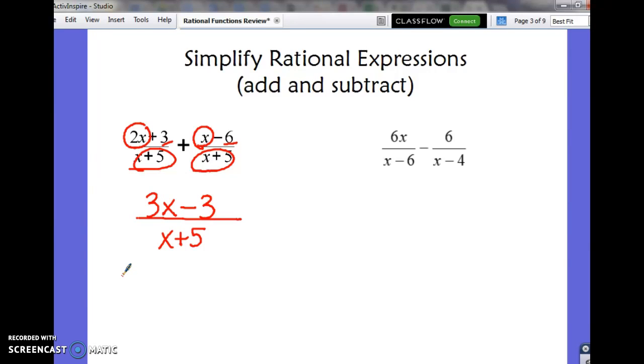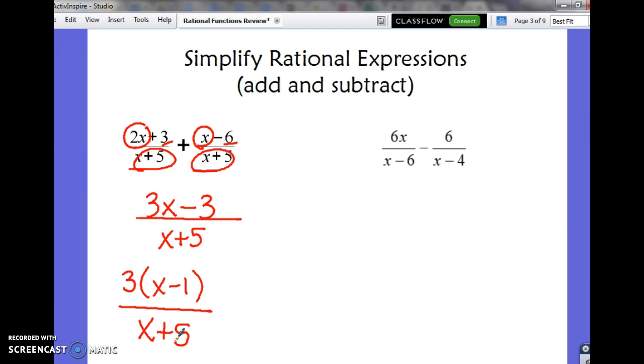Now, if you want to try to reduce that, you can see what will factor. You can take out a 3 as a GCF in the numerator, but as you can see, even when I do that, I can't reduce anything anyway, so I can really just leave my answer as I had it.